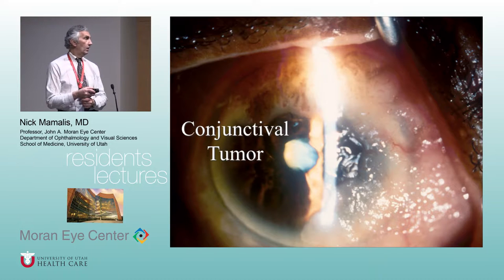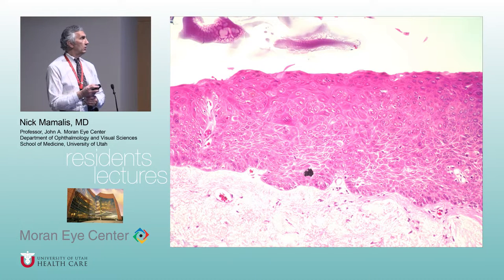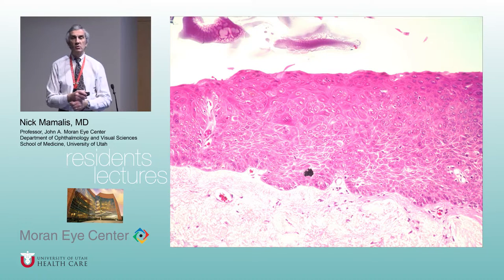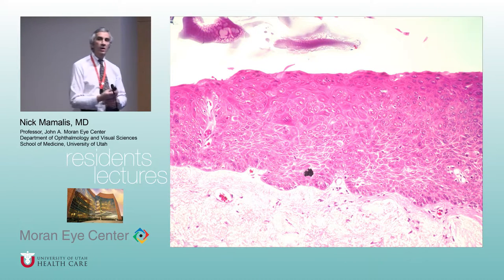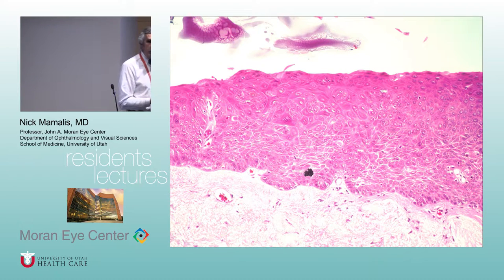Okay. And in this particular case, we look at the pathology, and indeed, there's all this dysplastic epithelium, loss of maturation, even some wisps of keratin on the surface, but the membrane still looks intact. So what do you call this? CIN, or conjunctival intraepithelial neoplasia. And so when we grade CIN, how do we grade it?